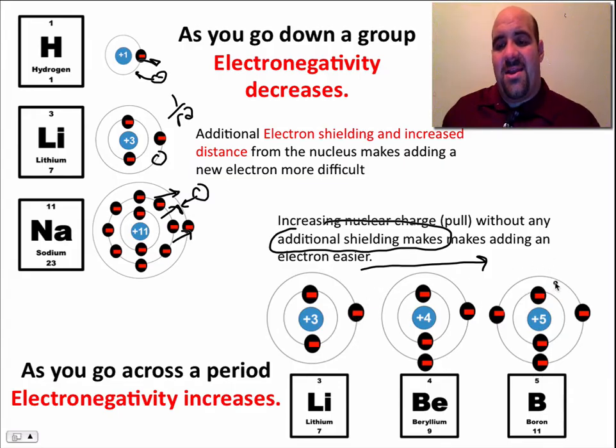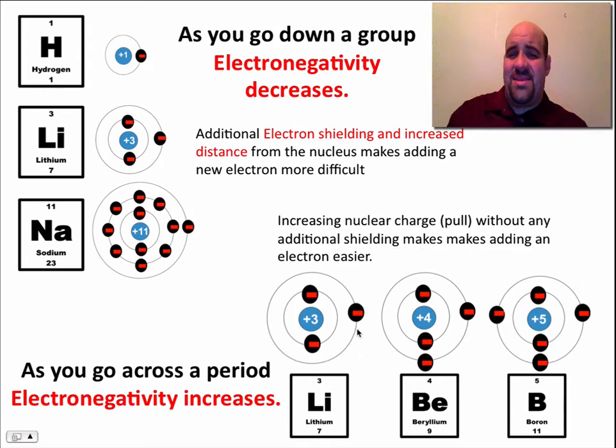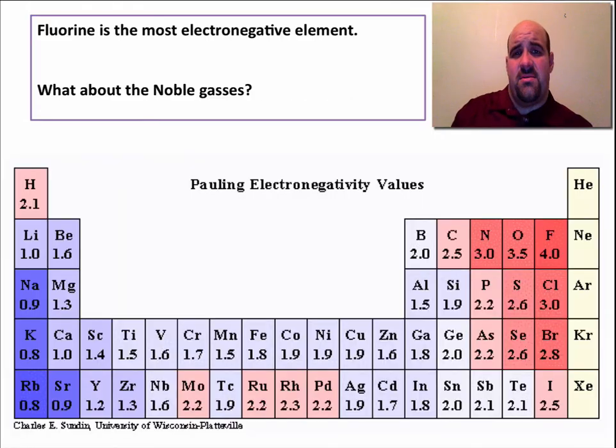Boron would add an electron. Or actually as you go further over. But it becomes easier as you go over, as you get to the far right side of the periodic table, negating noble gases, it becomes very, very easy to add electrons. And again, that's due to the nuclear charge increasing and a lack of additional electron shielding. And fluorine we call the most electronegative element.